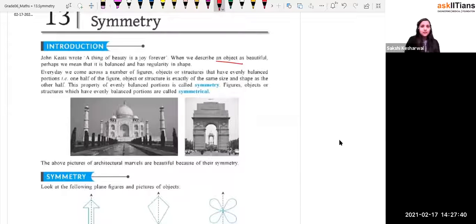If anyone says yes, that's true. If anyone says you're beautiful, we think she's a perfect one, she's good in everything. Every day we come across a number of figures, objects or structures that have evenly balanced portions. So one half of the figure, object or structure is exactly the same size and shape as the other half. That's the important part. So one half, I'm just marking down the shape of the object.